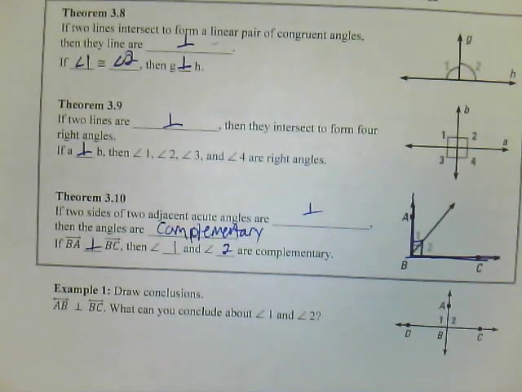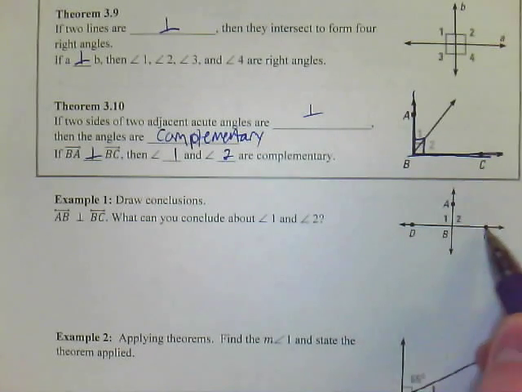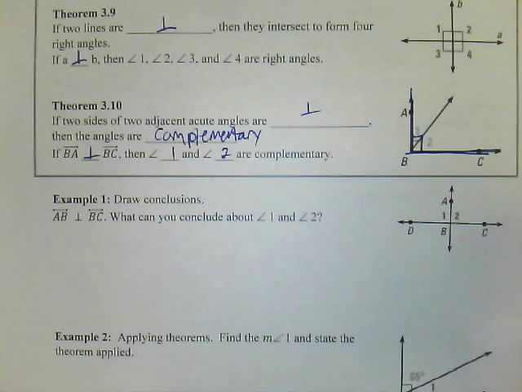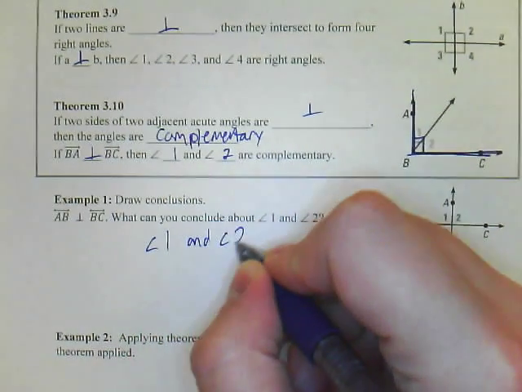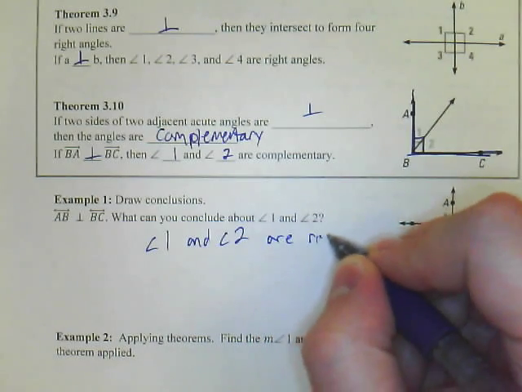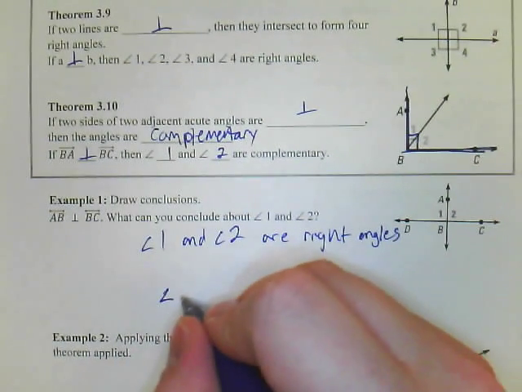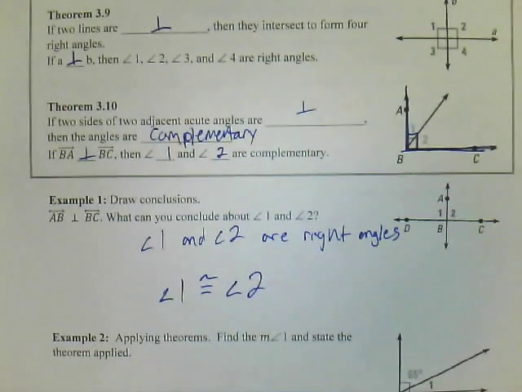Example 1, draw some conclusions. Line AB, that's this line right here, is perpendicular to line BC, that's the horizontal line. What can you conclude about angles 1 and 2? Well, if they are perpendicular lines, then we know that the angles have to be right angles. So we can conclude that angles 1 and 2 are right angles. And we could also conclude that they're congruent to each other. So if they're both right angles, then they're going to be congruent to each other because they're both right angles.